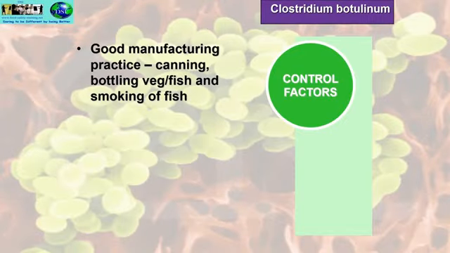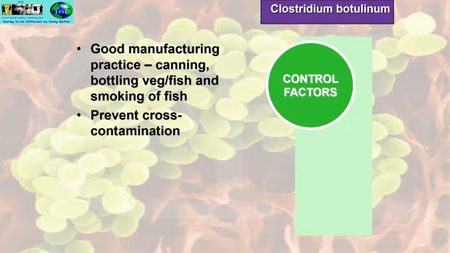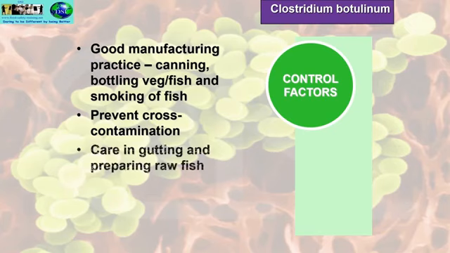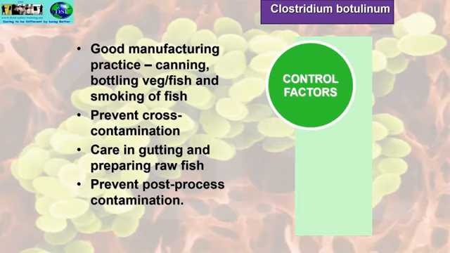Control factors, good manufacturing practice, for example, canning, bottling vegetables and fish and smoking the fish. Prevent cross-contamination, care in gutting and preparing raw fish, and prevent post-process contamination.